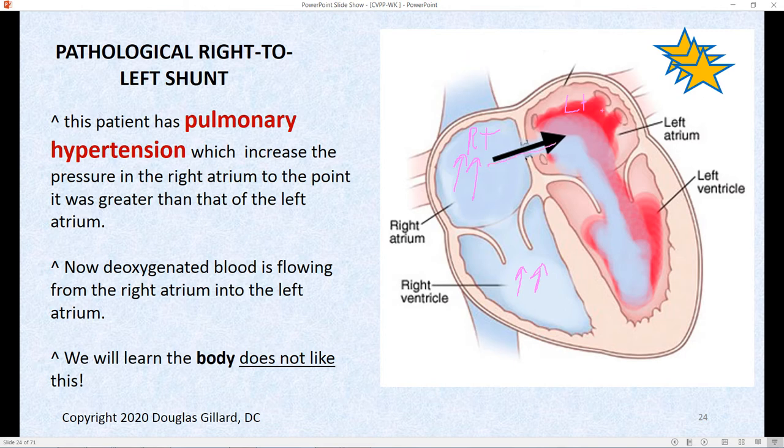And you can see our beautiful red oxygenated blood is now tainted with deoxygenated blood. The body absolutely hates it. It doesn't mind losing oxygenated blood into deoxygenated blood. That's not as big of a deal at first anyway. But it hates the opposite scenario. It hates having its good oxygenated blood mixed with deoxygenated blood. Got it?